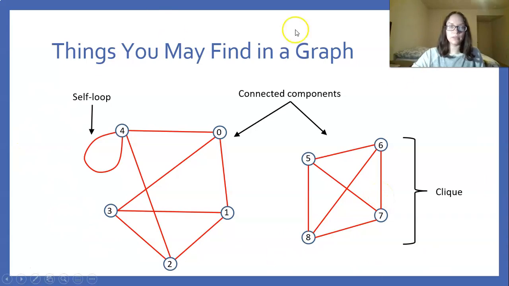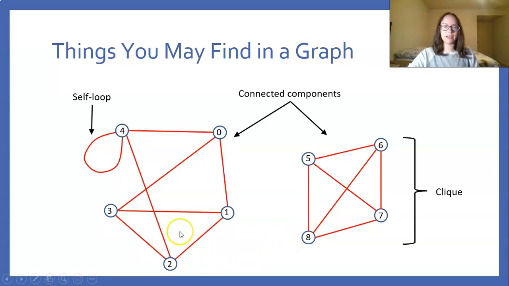So if this whole thing is a graph right here, then this little clique of nodes 5, 6, 7, and 8, you see that each of these nodes connect to each of the other nodes. So 5 is connected to 6, 7, and 8. 6 is connected to 5, 7, and 8, and so on for the last two. So that's a clique. If you were to have a 5-clique, that would be 5 nodes, all of which are connected to each other. If you had a 100-clique, that would be 100 nodes, all of which are connected to each other.